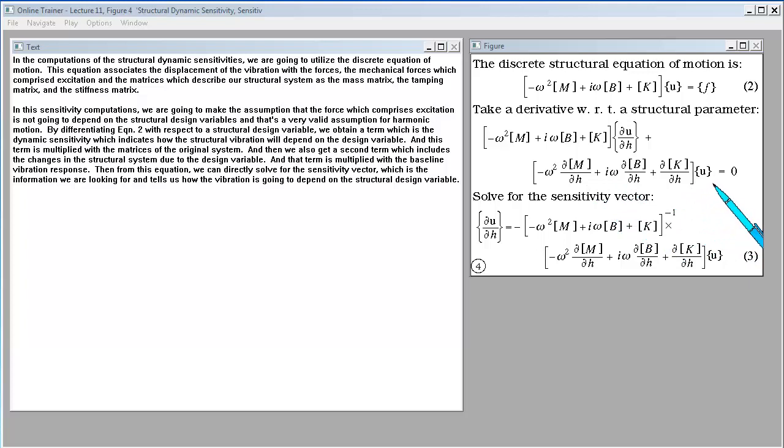Then from this equation we can directly solve for the sensitivity vector, which is the information we are looking for and tells us how the vibration is going to depend on the structural design variable.